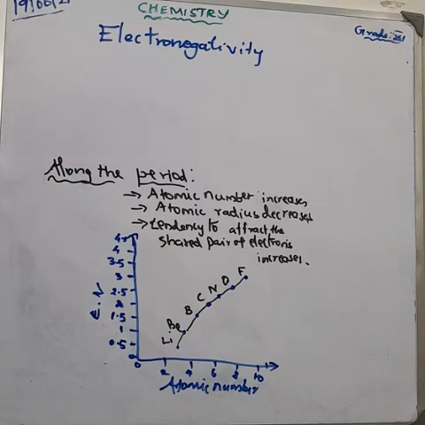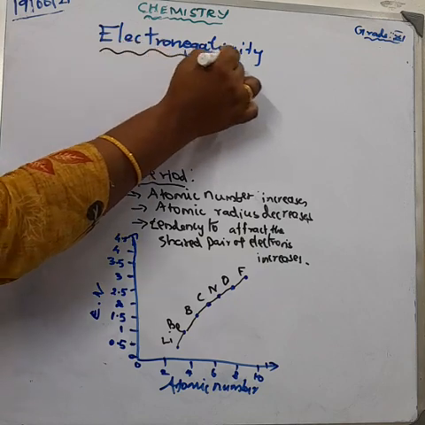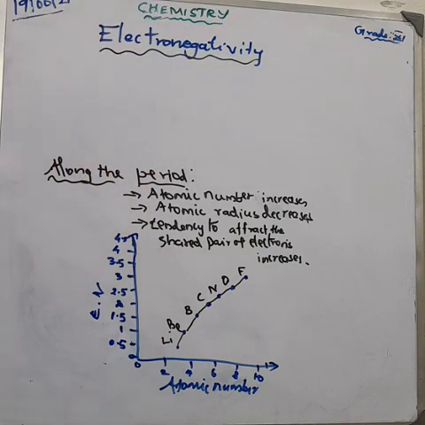Today we are going to study electronegativity, one of the periodic properties, a physical property of the periodic elements. This is the fifth property. Already we have learned atomic radius, ionic radius, ionization energy, and electron affinity. Today we are going to study electronegativity. Listen carefully, take notes, and do more and more written practice every day.